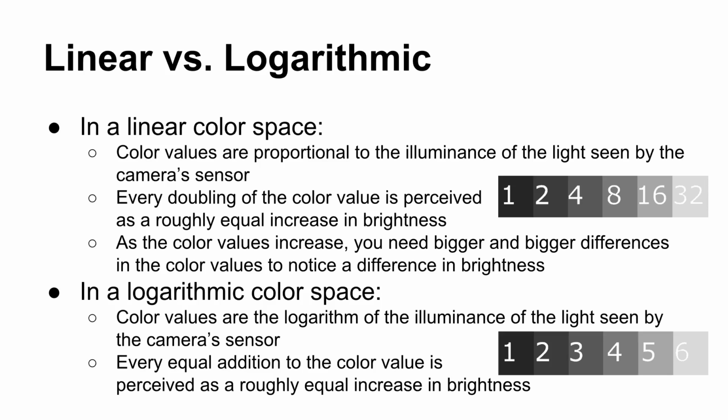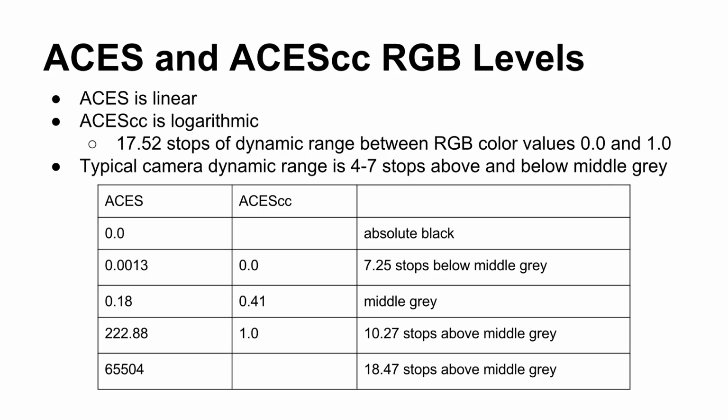In a logarithmic color space, every doubling of the illuminance is an equal addition to the color value. So a logarithmic color space is much closer to being perceptually uniform. A logarithmic color space also requires a much smaller range of values. ACES is a linear color space and ACEScc is logarithmic.